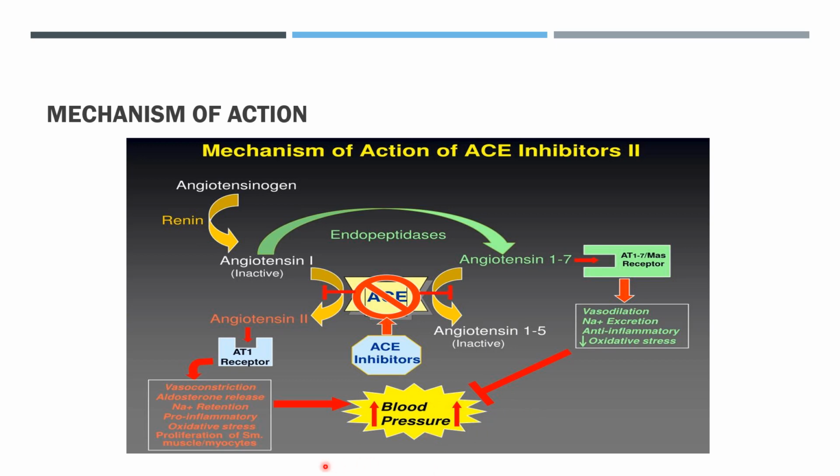So ACE inhibitors inhibit ACE. Once the ACE is inhibited, it does not form angiotensin 2. So no formation of angiotensin 2 leads to vasodilation. This causes a decrease in the BP.